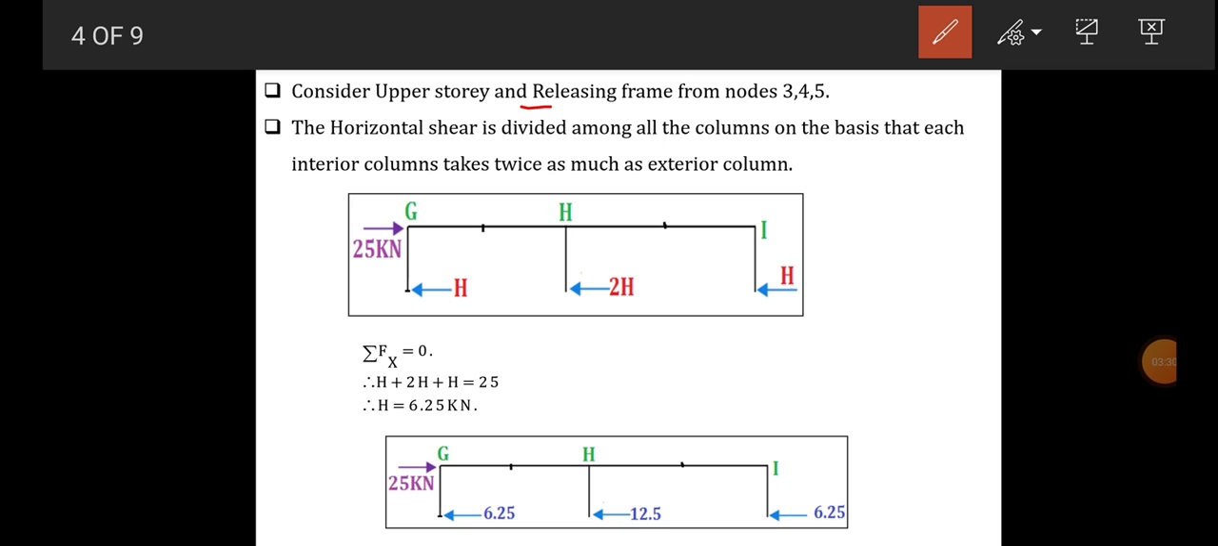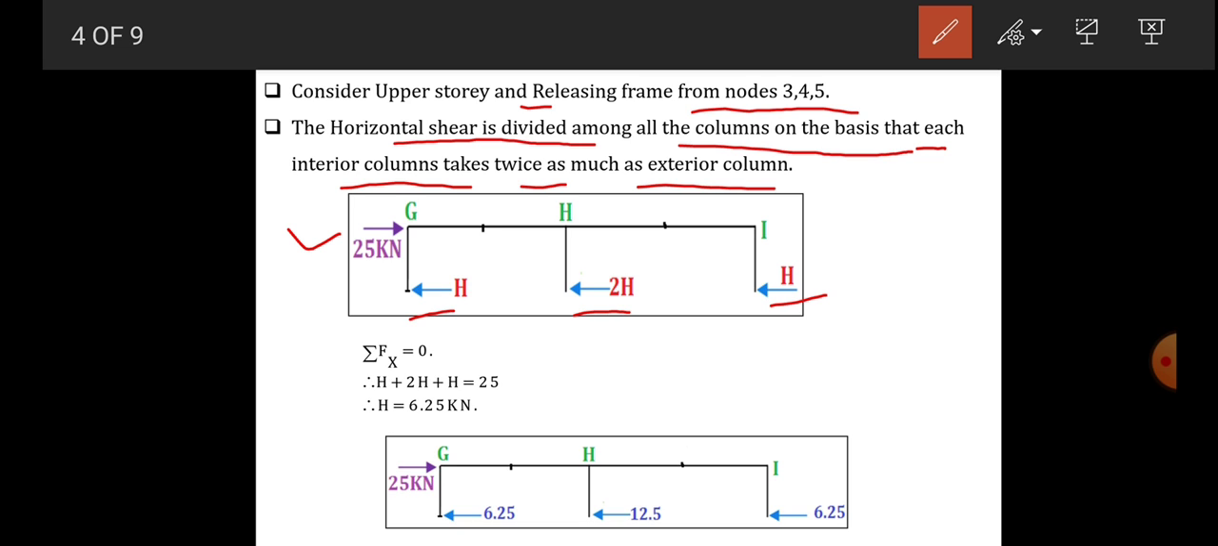Consider the upper story and release the frame from node 3, 4, 5. The horizontal shear is divided among all the columns. On that basis, each interior column takes twice as much as an exterior column. So the exterior column takes H shear force, and our assumption is that the interior column takes twice of that, so it becomes 2H. And there is a point load of 25 kilonewton. So we separate the frame from node 3, 4, 5.